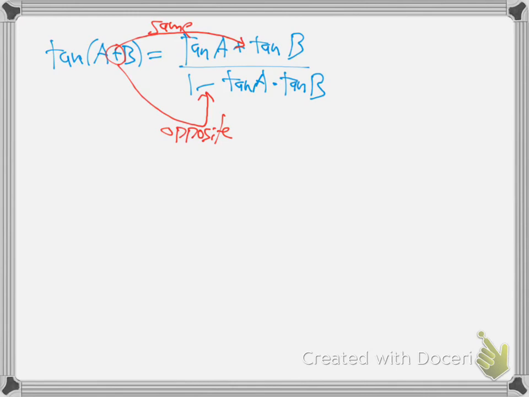Is it only the first minus or the second minus? That's not a minus, it's multiplication, huh? So we leave that there. It's always going to be multiplied. So 2 angles added is tangent A plus tangent B over 1 minus tangent A times tangent B. The sign in the middle is the same on the top, and it is opposite on the bottom.